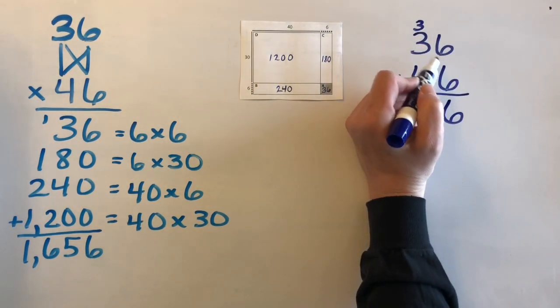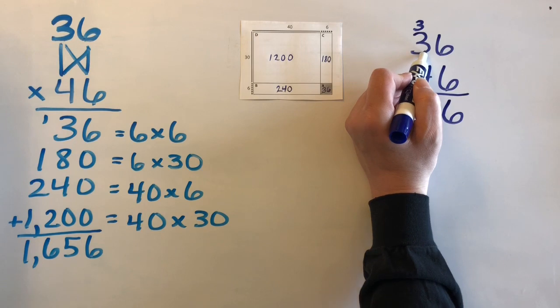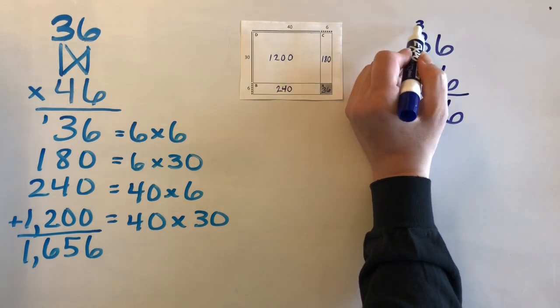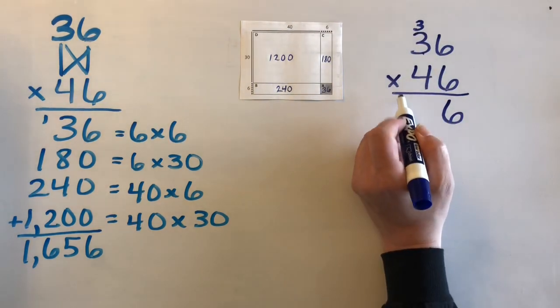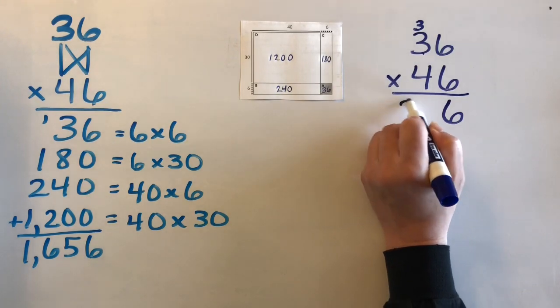Then we do 6 times 3, which is 18. And we add the remaining tens that we had. So we already had 3 tens, so we have 18, 19, 20, 21. And I will write them down.